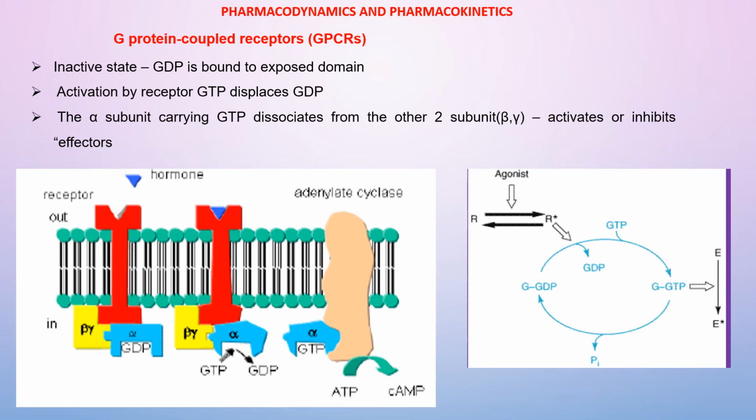The mechanism of activation of G protein coupled receptors. Here, in inactive state, GDP is bound to the exposed domain. The binding of the ligand to the receptor activates the receptor and GDP is replaced by GTP. The alpha subunit carrying GTP dissociates from the beta and gamma subunits and activates or inhibits the effector, as shown in the figure below and in the next slide.